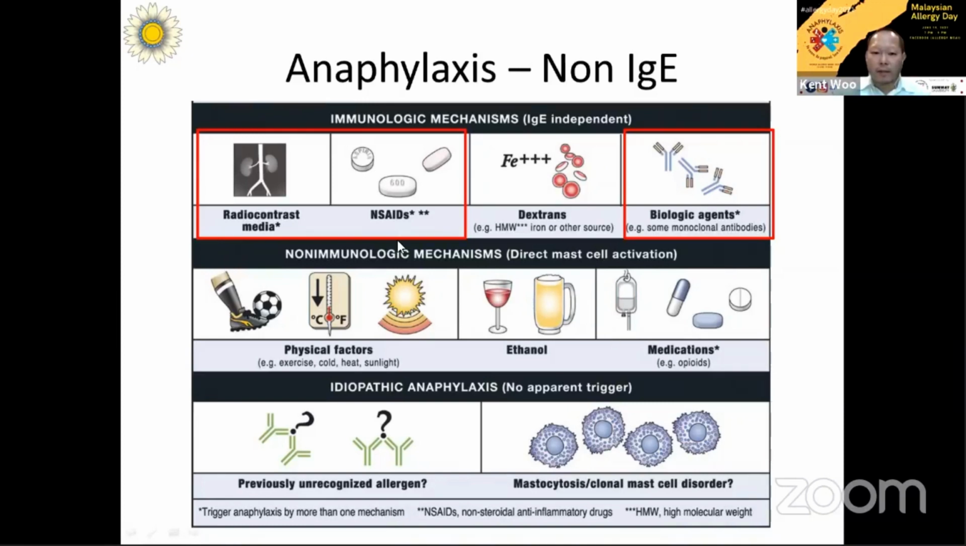Some other factors, including exercise, cold, heat, even alcohol, can trigger it. And also certain medications, which we call biologics, can trigger anaphylaxis from the non-IgE mediated pathway. So when you hear your doctor say IgE and non-IgE mediated, this is what they mean, because it is triggered by different antibodies and different immune mechanisms.